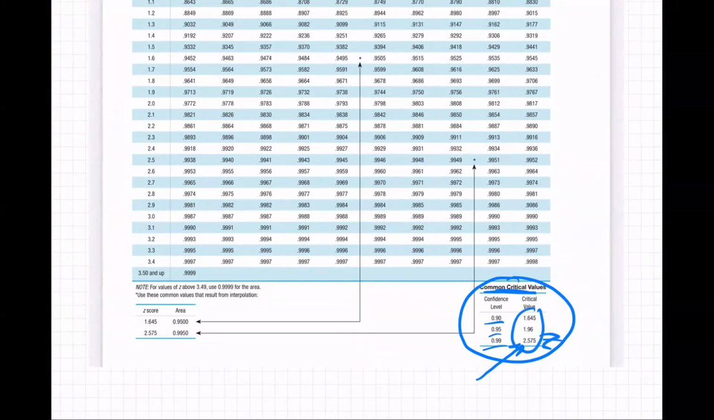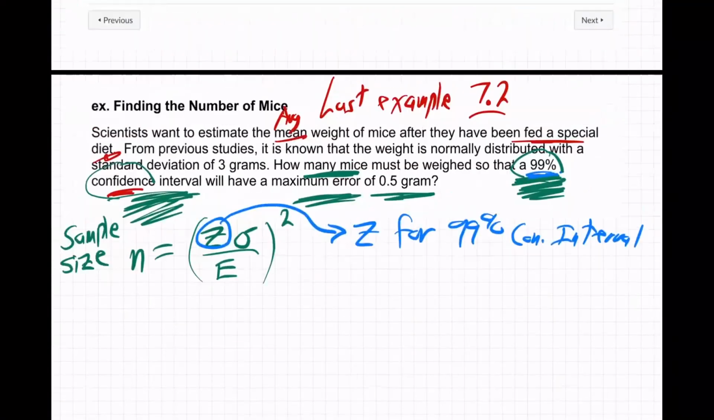You probably already know this. I'm probably telling you stuff you've known for a long time. That's at the bottom of the Z chart. 2.575. For us, it's 2.575. See it right there? You could get it out of the middle of the chart as well. It's because it's right here. But anyway, it's convenient right there at the bottom for us. 2.575, let's go. All right, so 2.575 for a 99%.